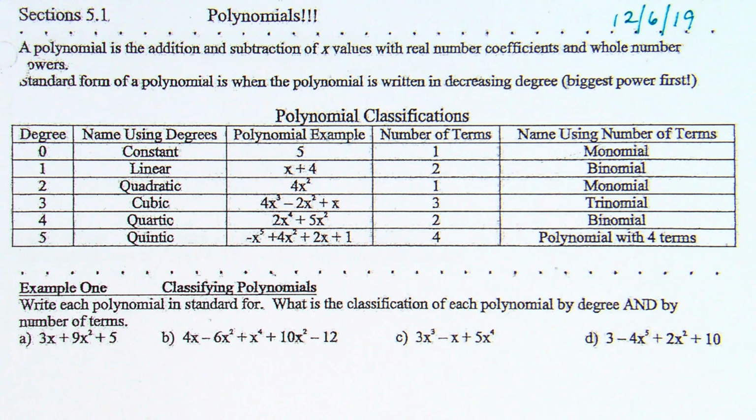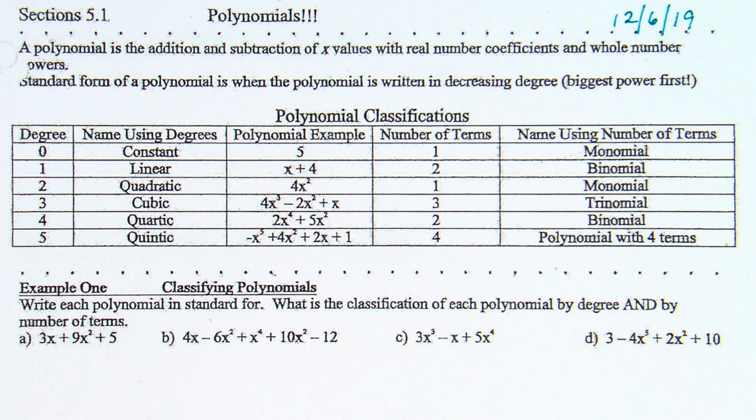Okay, guys, think about the equations we worked with last chapter. You could have seen a problem on your test yesterday of y equals x squared plus 7x plus 10, yes? Or x squared plus 7x plus 10, you could have been told to factor. Right there, that is a polynomial because it is x squared plus 7x plus 10. It is addition and subtraction of x values. There's real number coefficients, whole number powers.